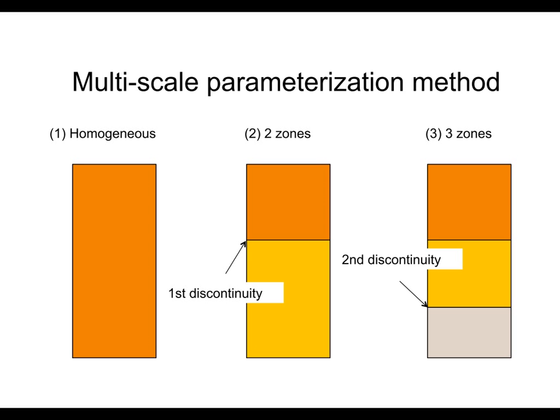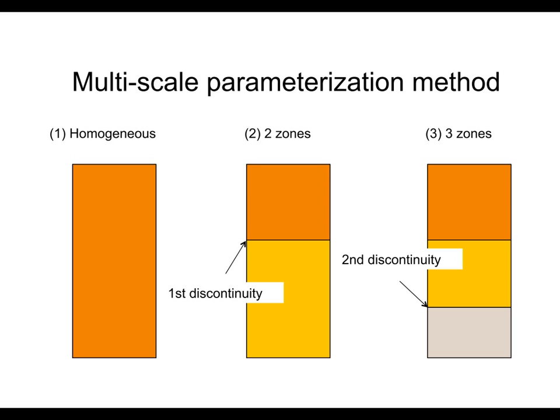This is the concept of multiscale parameterization method. In this case, calculation is in 3 steps: homogeneous, 2-zone, and 3-zone. In each step, the rectangle area shows the domain of the calculation. Hydraulic parameters are parameters in soil water retention function and unsaturated hydraulic conductivity function. Suppose that we have 6 hydraulic parameters in each zone. Then, in the 3-zone parameterization, we have 18 parameters in total.